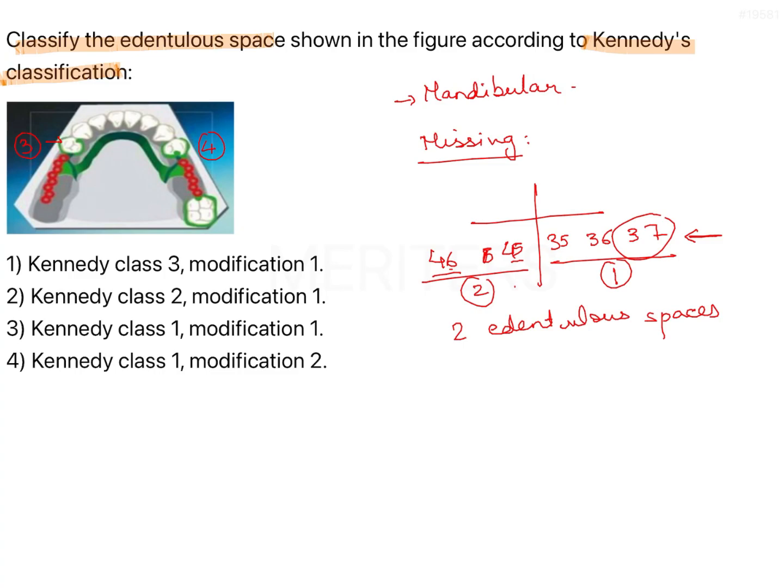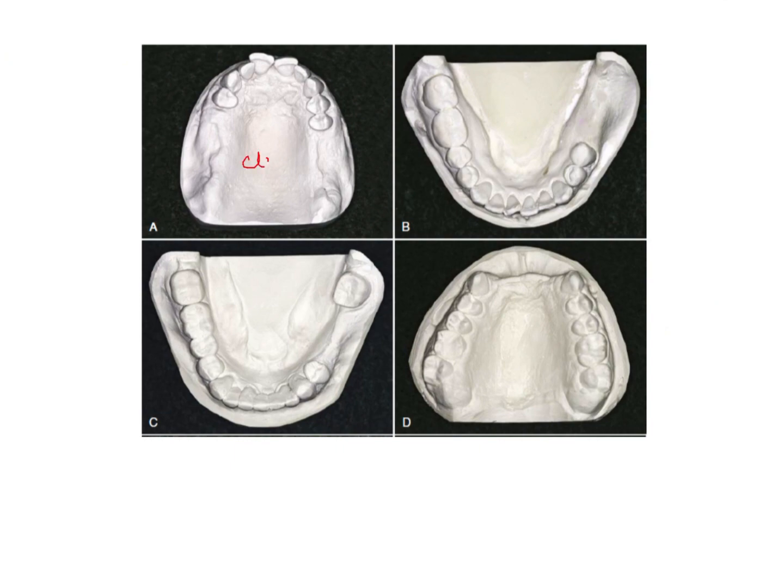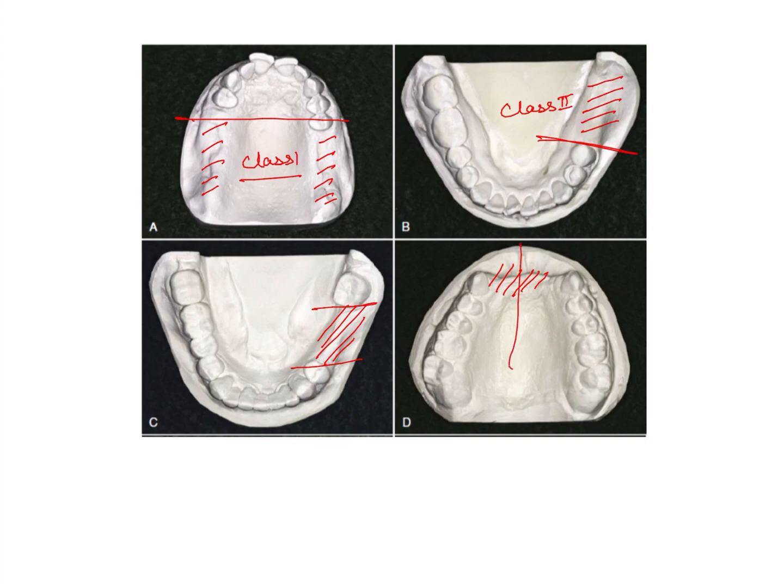So coming to Kennedy's classification, this is class 1, where you have bilateral edentulous spaces posterior to the remaining natural teeth. Class 2, unilateral edentulous area posterior to the remaining natural teeth. Class 3 is a single unilateral edentulous area surrounded by anterior and posterior teeth, and class 4 is a single bilateral edentulous area crossing the midline. So this is 4 and this is 3.